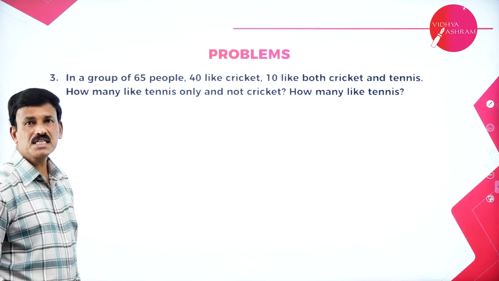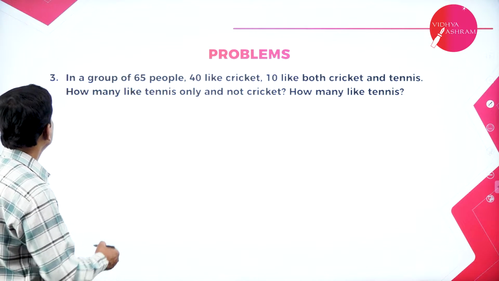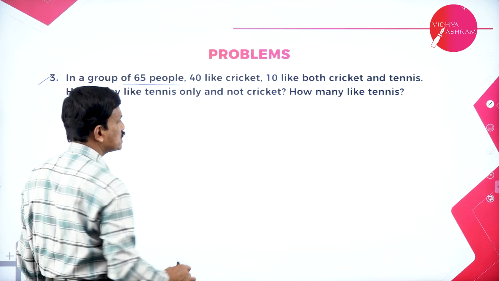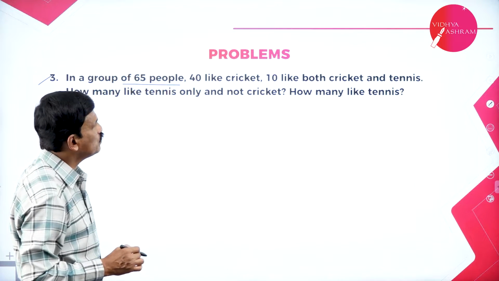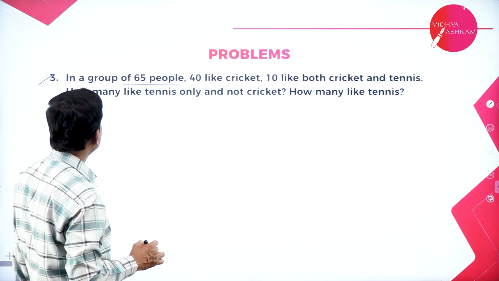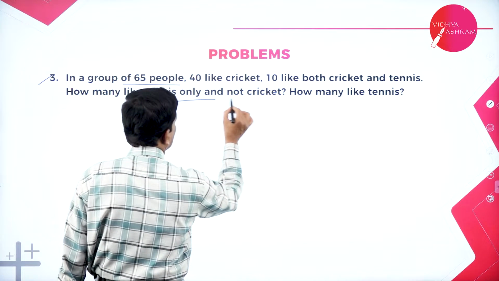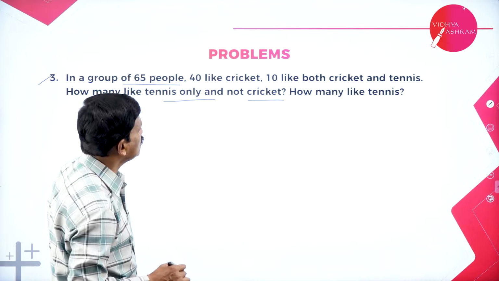Now, let us come to the next problem. What is the problem? In a group, there are 65 people, 40 like cricket, 10 like both cricket and tennis. How many like tennis only and not cricket? How many like tennis?